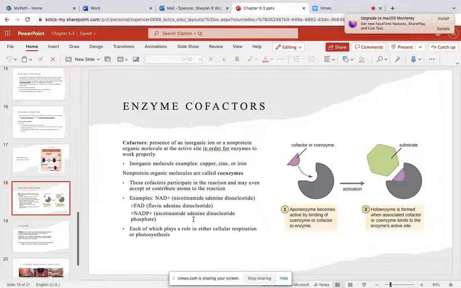You can see here on the right hand side of the screen, we've got a cofactor or a coenzyme. It's binding, or it's necessary for the enzyme to become active. The enzyme becomes active, and we have the substrate about to interact with this enzyme. So without the cofactor or coenzyme, this whole process wouldn't even occur.